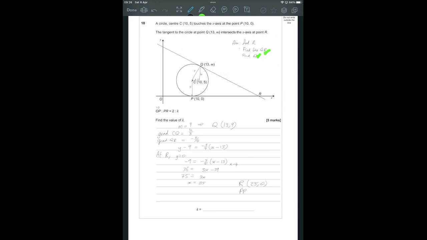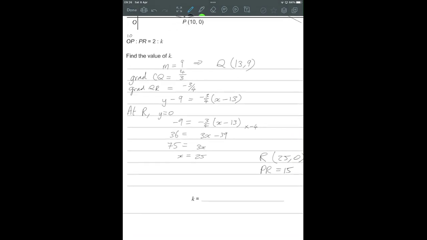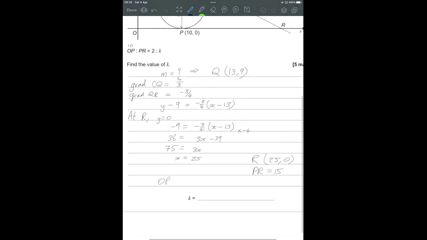And then PR is 15, between 10 and 25. So therefore that ratio, OP to PR, is 10 to 15, which simplifies to 2 to 3. K equals 3.